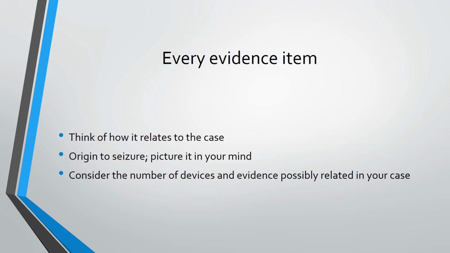I tie this to every evidence item as well. Any evidence item I look at, I think, how does it relate to the case or the person? Or, how does it relate to a case, and maybe provide a clue or a lead to more evidence or something else that's pertinent to the case? I think of it from the origin of the item all the way to the seizure. If it's an iPhone, I think about what store it was purchased from and by whom, and where did it go from there. So I put that in my mind, just like a movie.